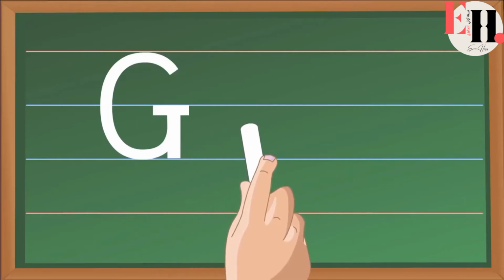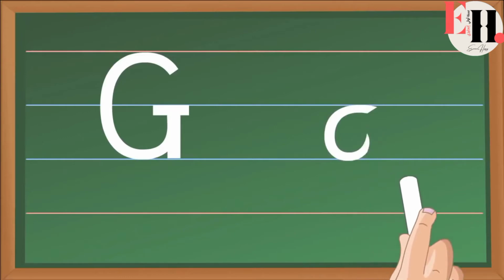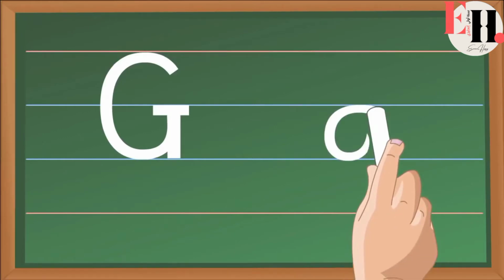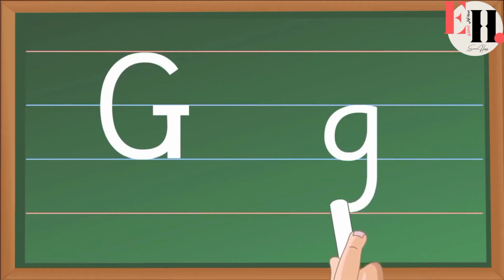Small g. Start from the middle and make a small c. Then go to the middle again and draw a standing line going down below the bottom with a small backward curl.